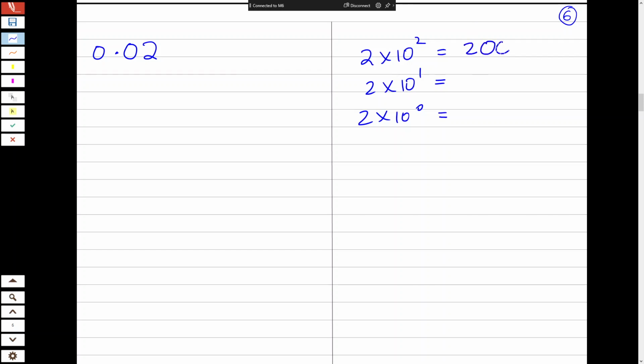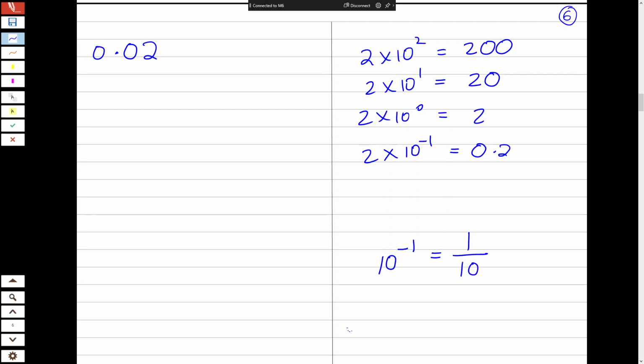200. Talia, 2 times 10 to the 1. Can you simplify that for me? 20. McKenna, 2 times 10 to the 0? 2. Okay, Damon, over to you. 2 times 10 to the minus 1. 0.2. Okay, if you've forgotten, guys, 10 to the minus 1 is the same as 1 over 10.